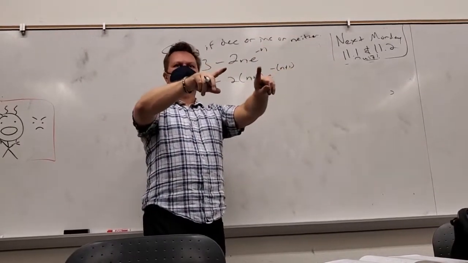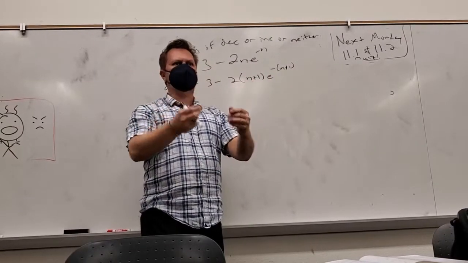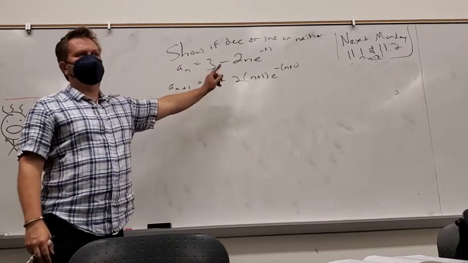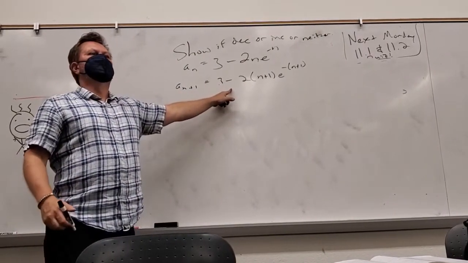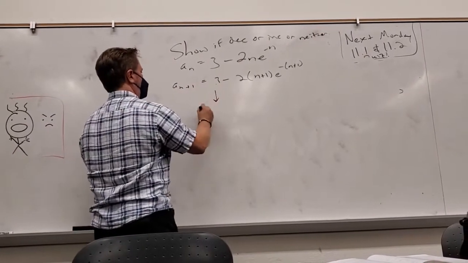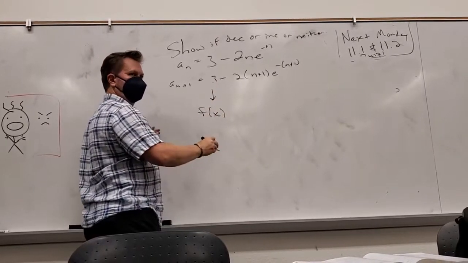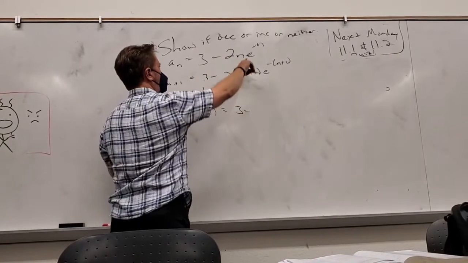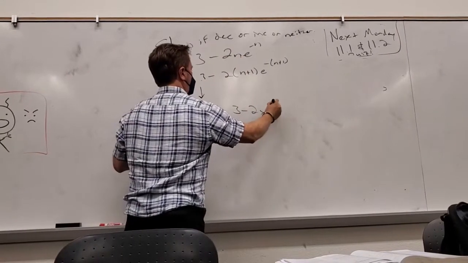I heard a magic word earlier about how to show something is decreasing: derivative. Can I take a derivative of this? No. So I have to create the associated function. What function is associated with this? Just make all the n's x: 3 minus 2x times e to the negative x.